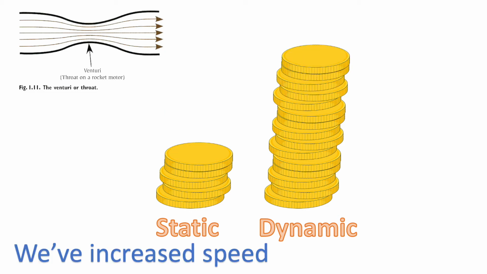That means there's an increase in dynamic pressure. Since the total pressure has remained the same, those coins had to come from somewhere, and they came from the static pile. And so the static pressure pile of coins got smaller, representing a drop in static pressure in the middle of the Venturi. Once the fluid gets to the other end of the Venturi, they'll go back to being even again.